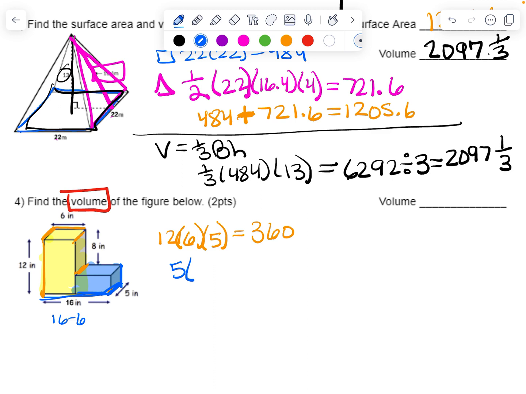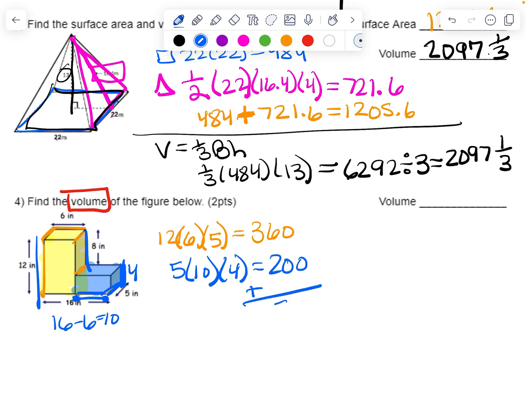Remember that prisms have two bases that are opposite, parallel, and congruent. In this case, they are triangles right here and here. It's not a pyramid because it does not have a point. The next one is a prism because it has opposite sides that are parallel and congruent. In this case, trapezoids. So it's a trapezoidal prism.